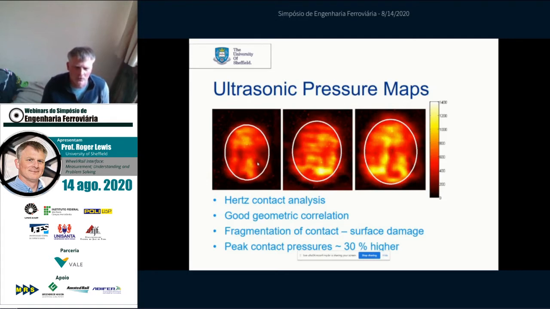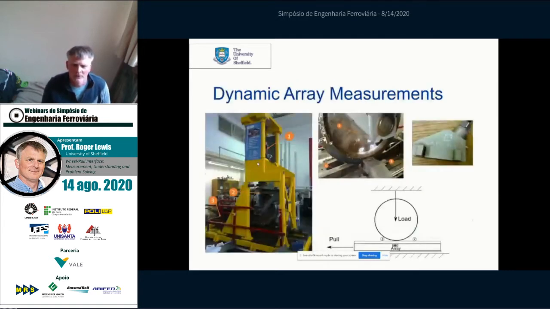From that, we moved on to use some slightly different types of transducer. So first of all, we used an array. An ultrasonic array is the kind of device that might be used in medical imaging, for example, for looking in the womb of a pregnant lady. So these have many applications. This array is a block of 16 transducers that can take measurements across the width of the rail. So we tested this in our full-scale rig that you can see here.